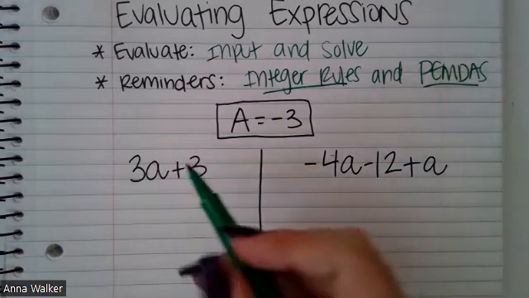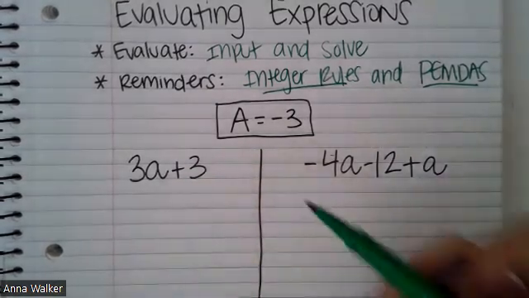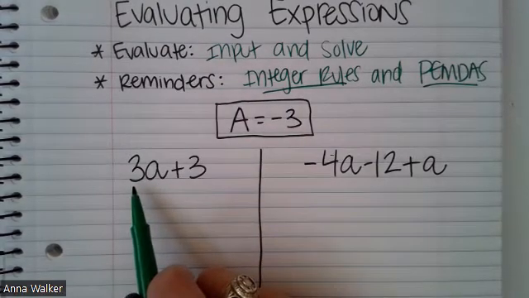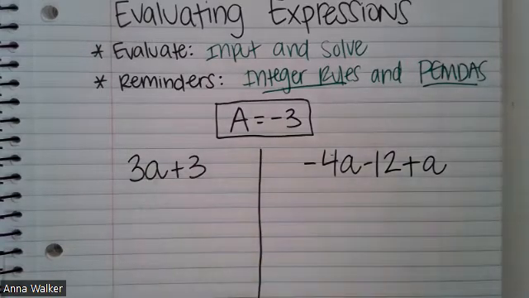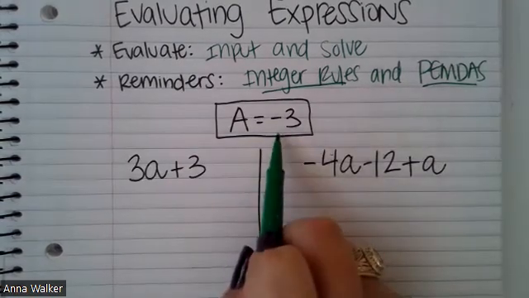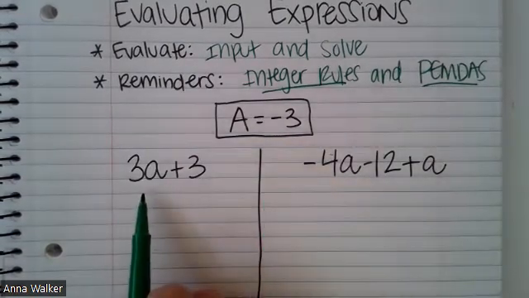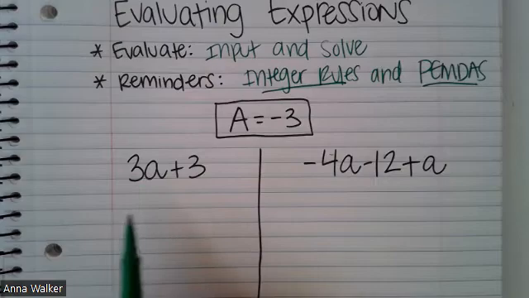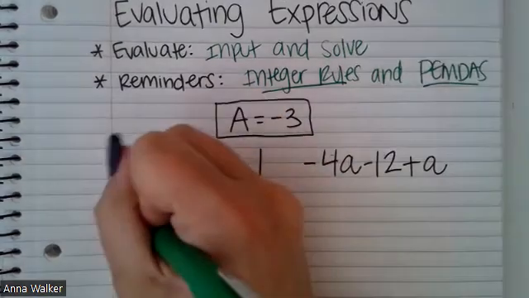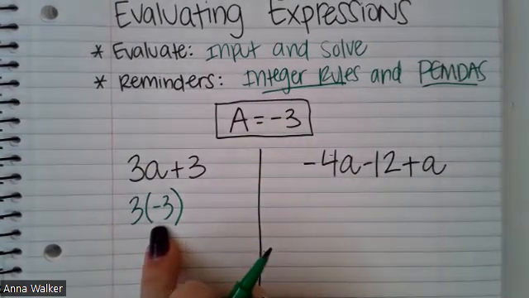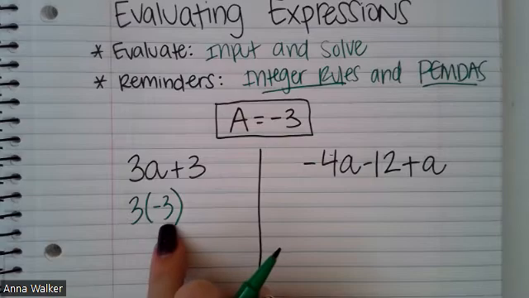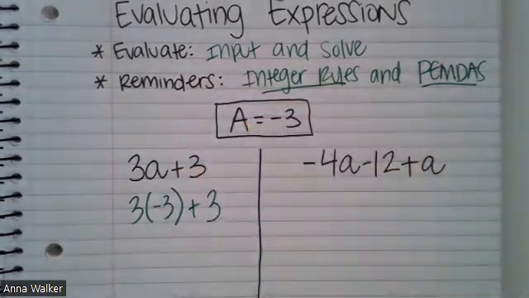Okay, so let's evaluate. Let's look at this one first, 3a plus 3. So the biggest thing we need to remember is when we have a number next to a letter, when we have a coefficient next to a variable, if we use the correct mathematical terms, the math that is involved is to multiply. So when we evaluate with -3, we are not just going to place this -3 in for A and have it magically turn into -33. No, what we're really doing is 3 times -3, and I'm going to put parentheses around it because it's a negative, so I want to isolate that negative, plus the number 3.